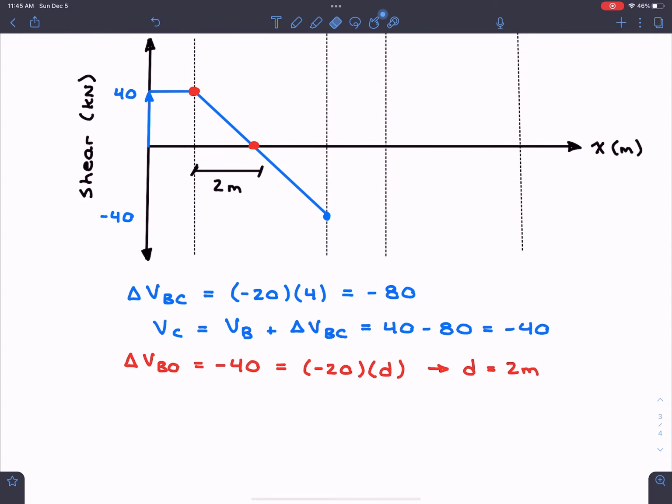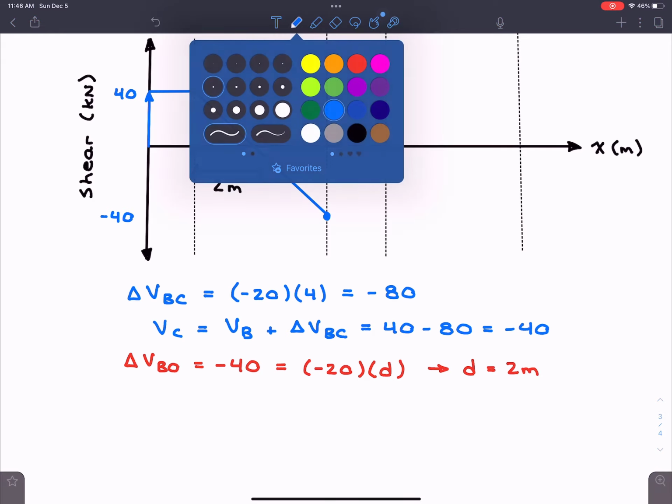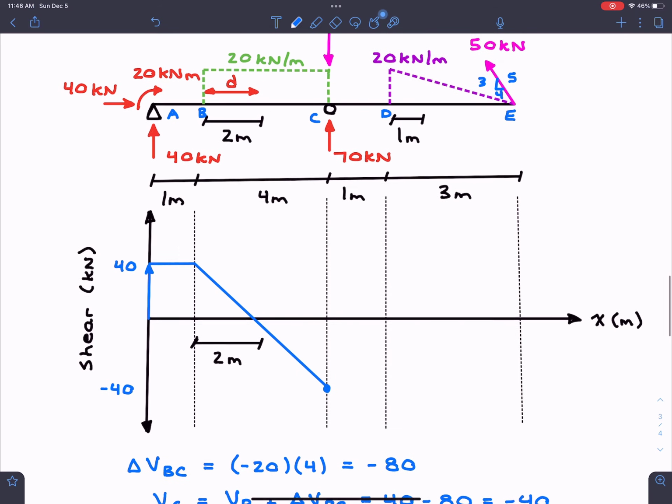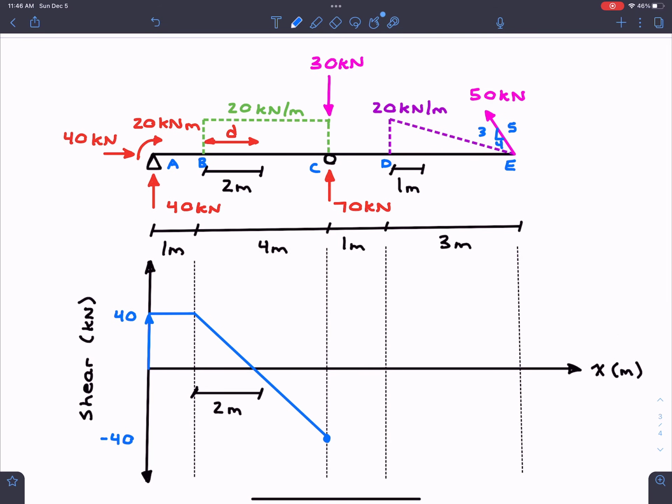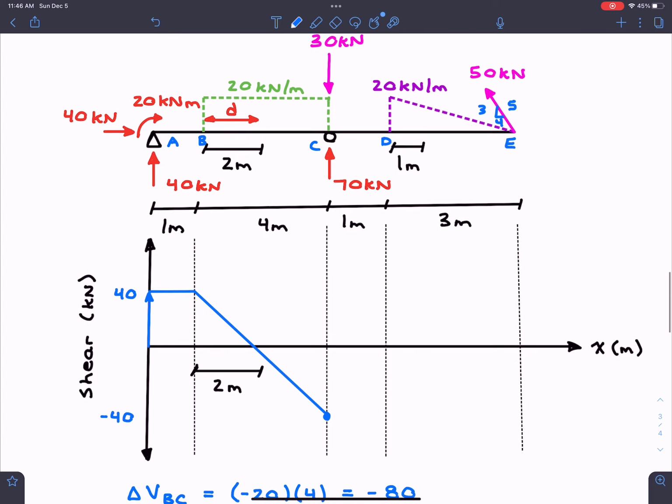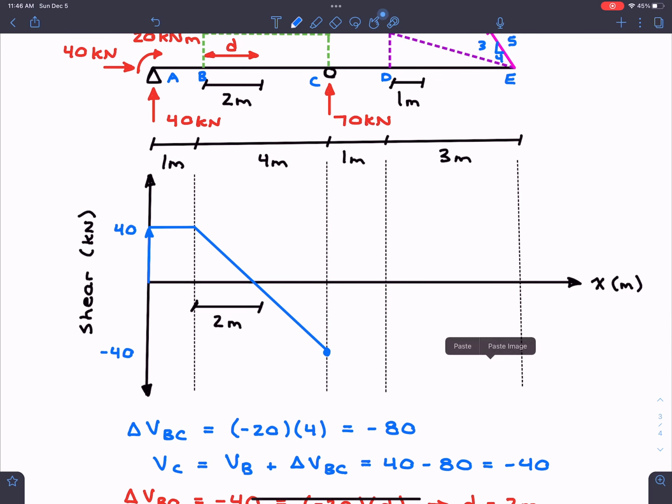So I'm just going to erase the mark there, and we are going to continue on. Again, just using the same things that we did before. Now, if we were to look at point C, we have 2 point loads. We have 70 kilonewtons upwards, and we have 30 kilonewtons downwards. The key thing is the actual jump is just going to be basically the magnitude of the resultant. So if we have 70 up and 30 down, we know that overall we actually have 40 kilonewtons going upwards. So in our shear diagram, we are jumping up by 40 kilonewtons.